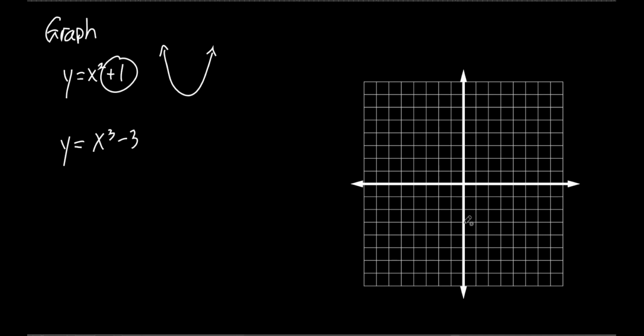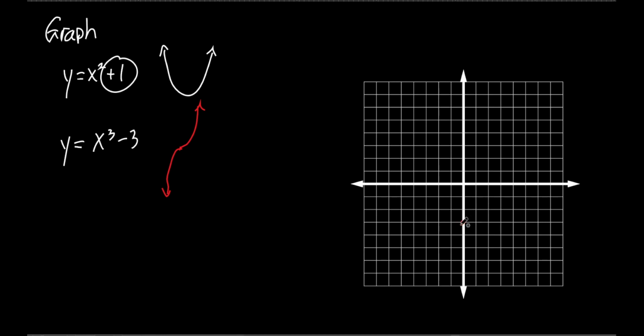So 1, 2, 3. Actually, I think this is a little different from the quiz, isn't it? I don't think we went down like this. So how do I draw an x cubed? What does an x cubed look like? Well, it starts like this, and then it goes down like that. Yeah, it's kind of like half a parabola, but you take the other side and you flip it, right? That's basically what it is, all right?